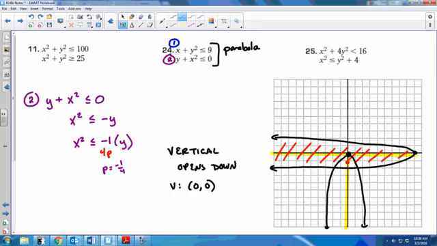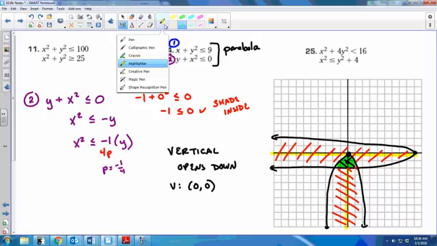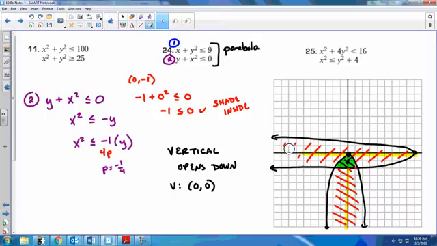parabola. So if I use 0, negative 1 as my test point, I have negative 1 plus 0 squared. Is negative 1 less than or equal to 0? Yes. So I'd be shading on the inside of this parabola as well. So that would be in here. So that means the solution is inside this little section. The solutions are all within that little section.